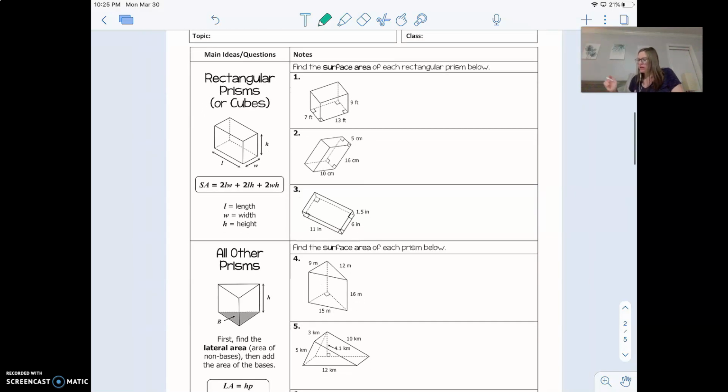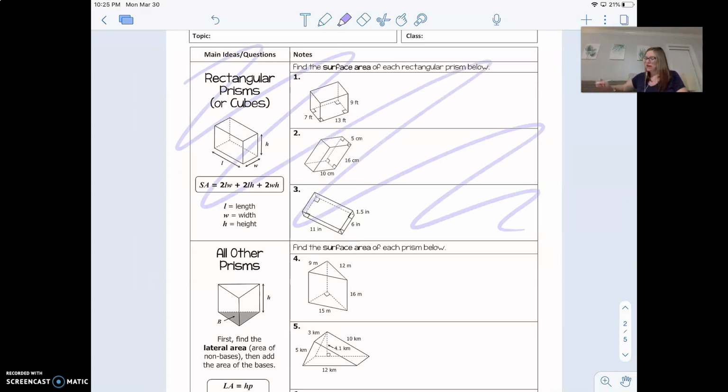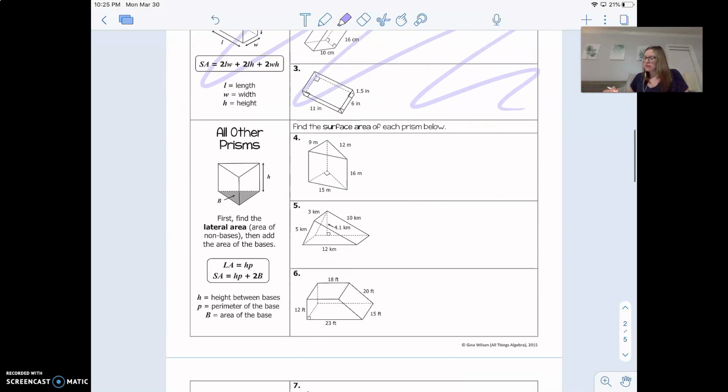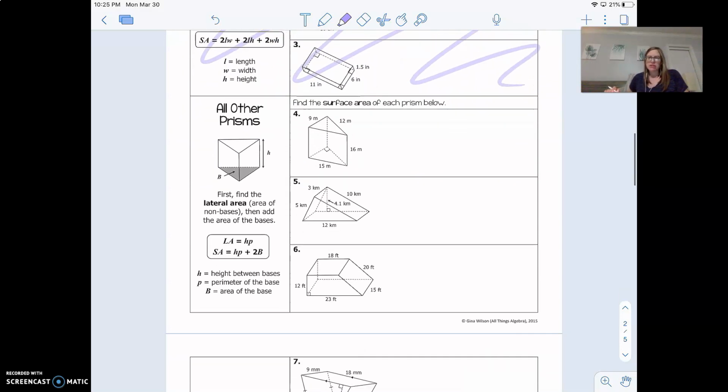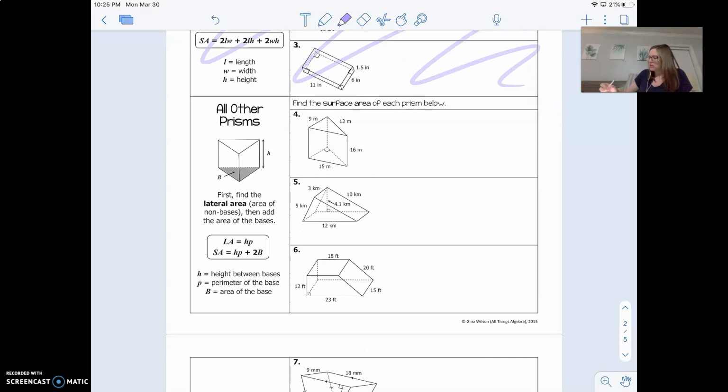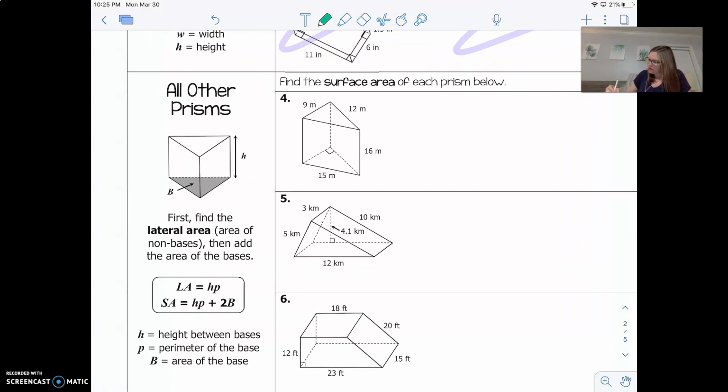So I don't want you to get confused. So we're just going to not look at these right now, because this next part where it says all other prisms, that can be applied to rectangular prisms. Okay, so we're just going to focus on general prisms. You can apply it to rectangular, triangular, hexagonal, trapezoidal, all of those. Okay, so we'll do one of these examples together. Let's start with number 4.